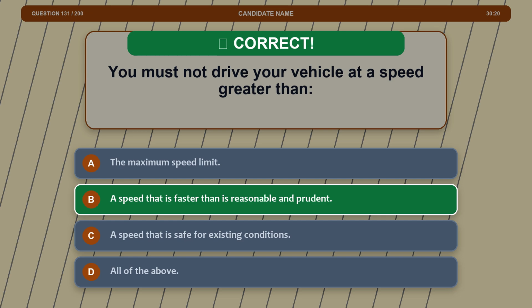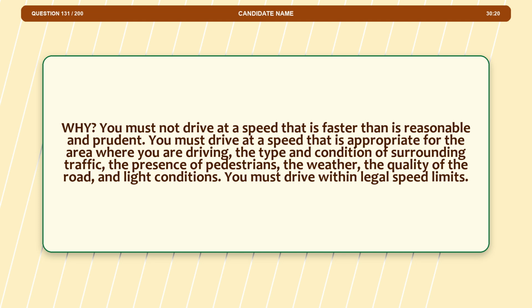The correct answer is option B, a speed that is faster than is reasonable and prudent. Explanation. You must not drive at a speed that is faster than is reasonable and prudent. You must drive at a speed that is appropriate for the area where you are driving, the type and condition of surrounding traffic, the presence of pedestrians, the weather, the quality of the road, and light conditions. You must drive within legal speed limits.